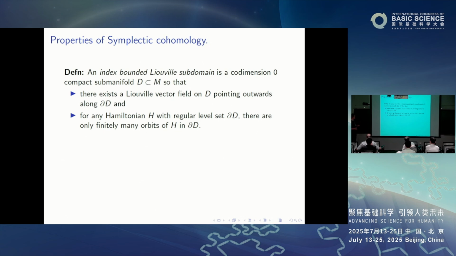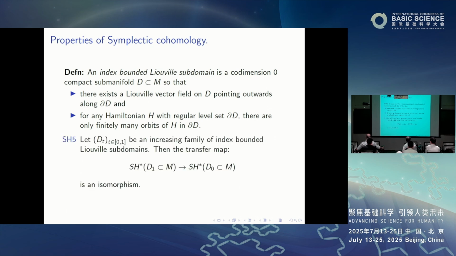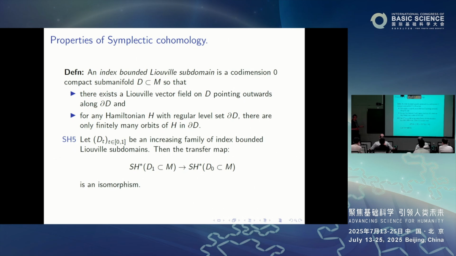This is a technical condition, and if you're an algebraic geometer it might be hard to process right now, but it's very special to our Calabi-Yau setting. If we have an increasing family of index-bounded Liouville subdomains, then this is an isomorphism. So in a nutshell, this technical condition allows me to show that some transfer map is an isomorphism. Again, this is where my proof would really break down if I went beyond Calabi-Yau.